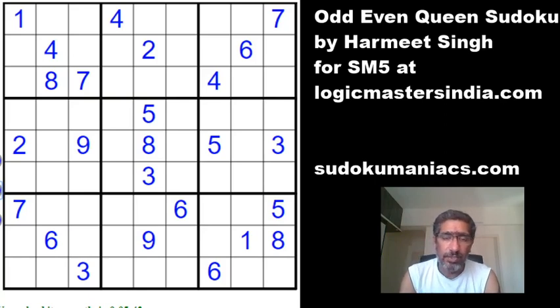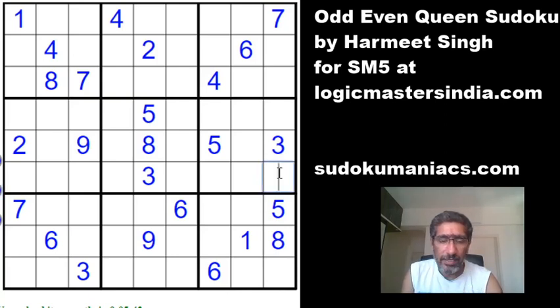Which digits are the queens is not given to us, and it is part of the solving method to identify the digits that are the queens. Alright, so let's begin solving. Like I always say, always start any variant like a classic Sudoku.